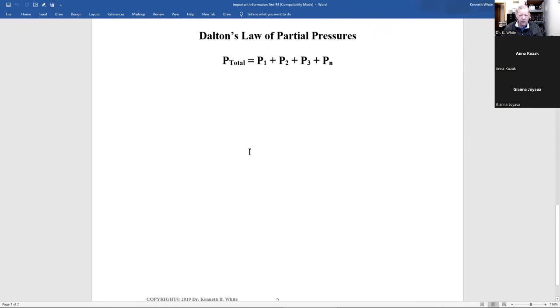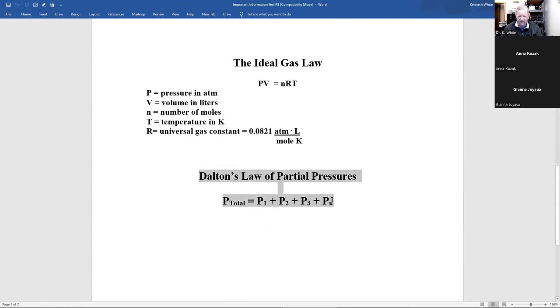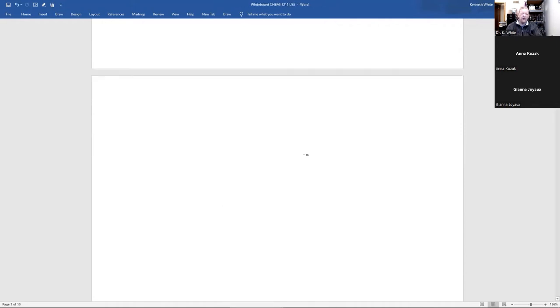Notice I don't say memorize it, but know how to use this, because in the important information for quiz number three, you'll be given this, but you've got to know how to use it. So let's have some fun with Dalton's law of partial pressures.